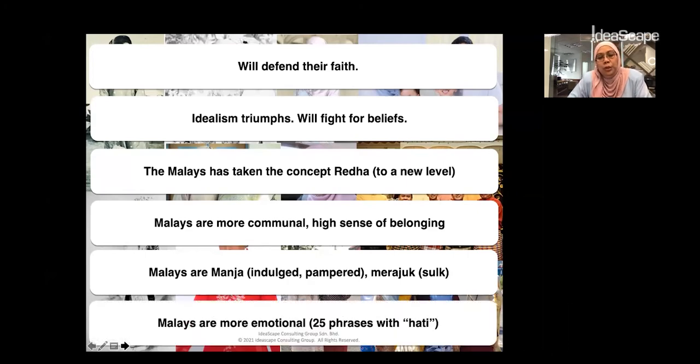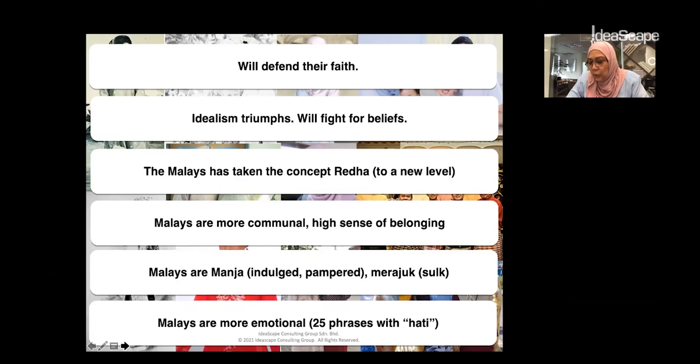And Malays are also emotional animals. One of my friends, Salwa, she's here in this room. She compiled and told me that there are 25 phrases with the root word hati or heart. So it's the Malays who will have phrases like makan hati, kecil hati, ambil hati, baik hati, all about the heart. And we place a lot of importance on the heart more than the head. So these to a certain extent drive decision behavior, drive how they run their life, how they behave on an everyday level. So there's a lot of unspoken things. All these things are unspoken.